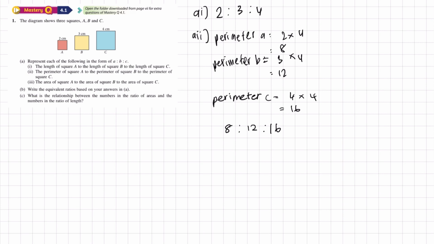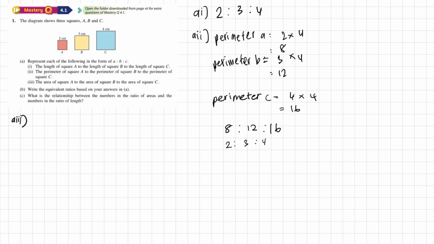So if you can simplify it, please do simplifying. Each of these can be divided by 4. So this is 2, this is 3, and this is 4. Okay, I'm going to do it here. A3.